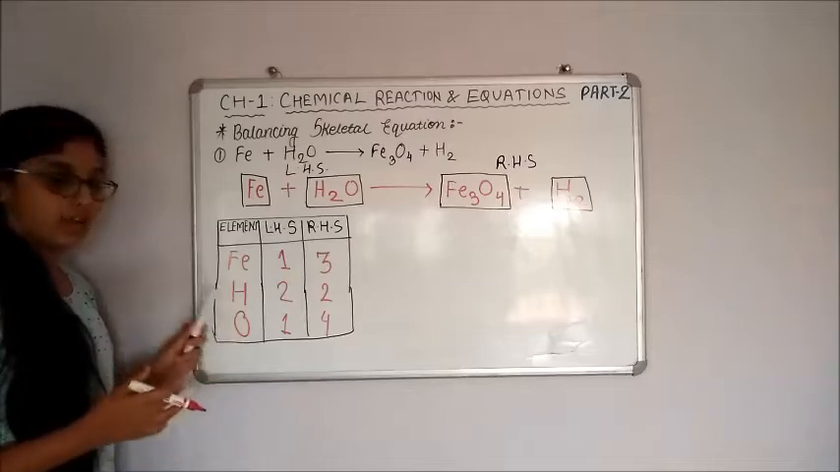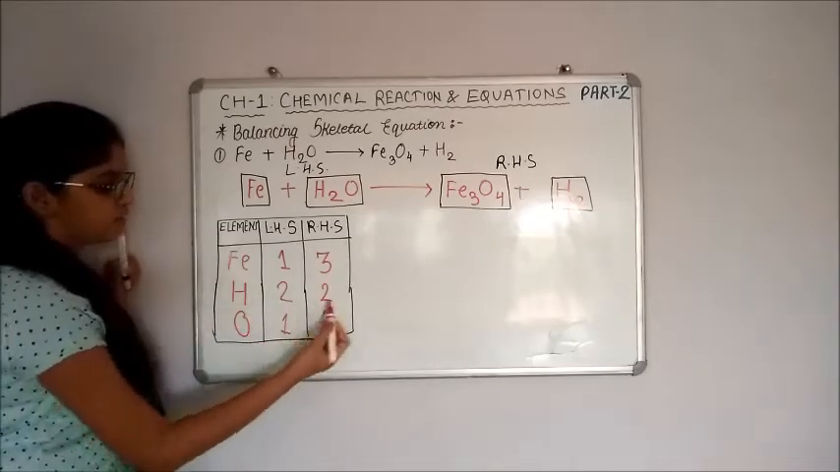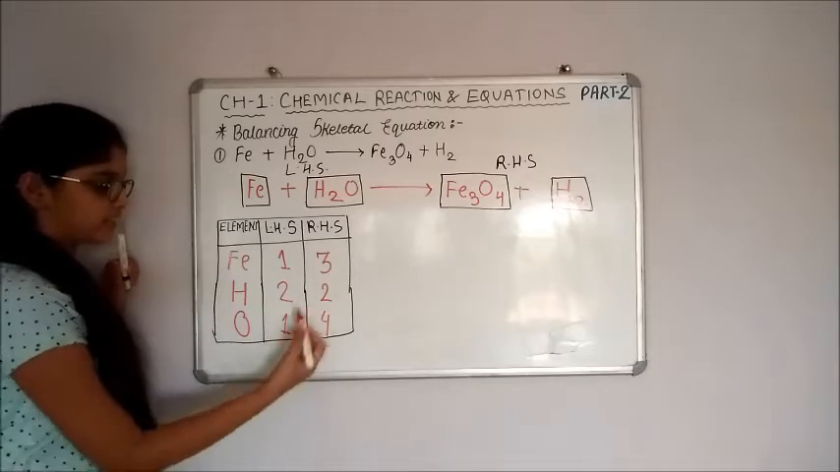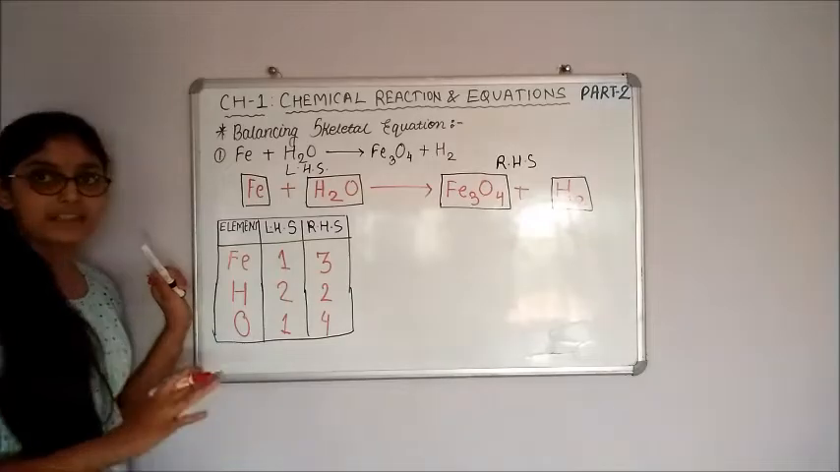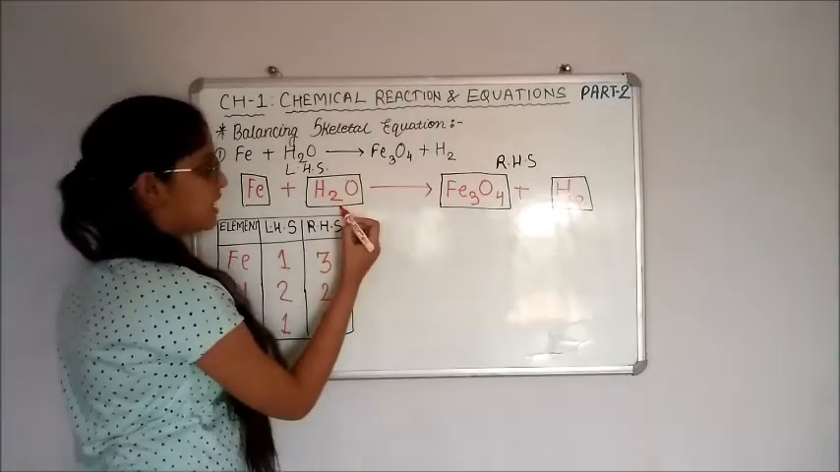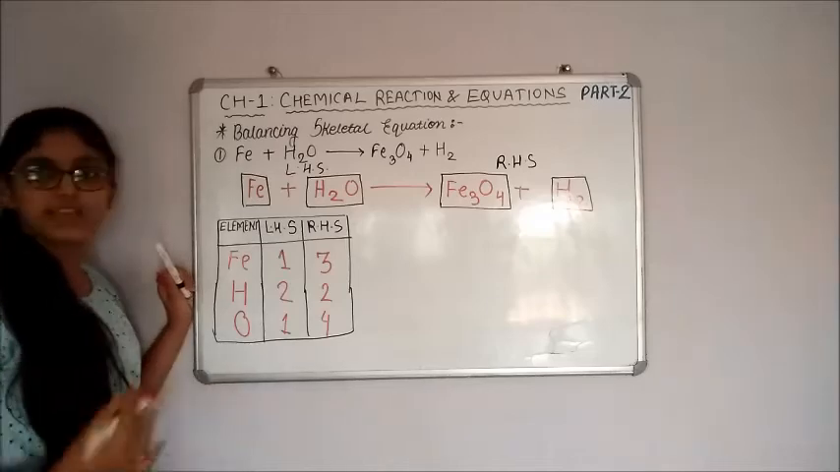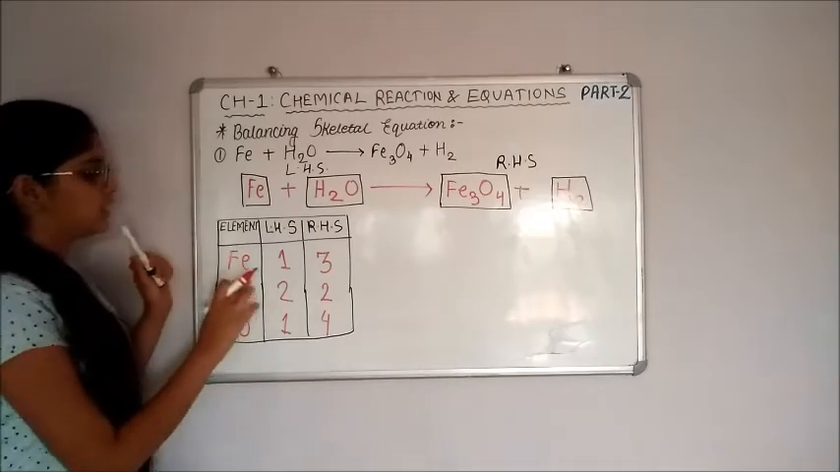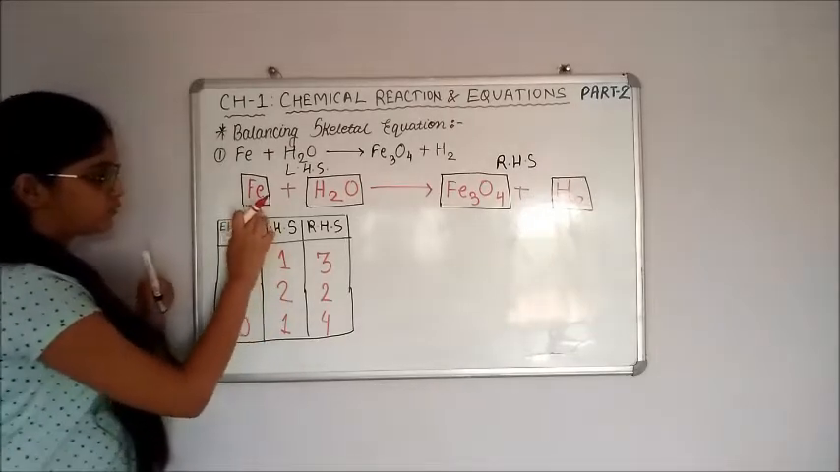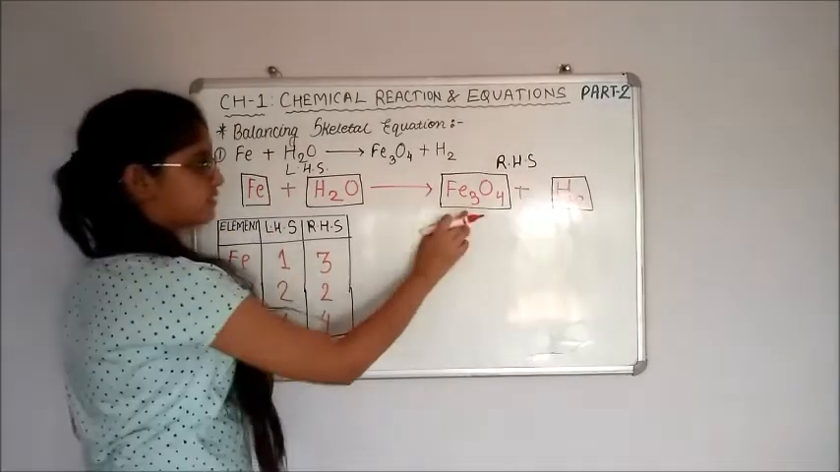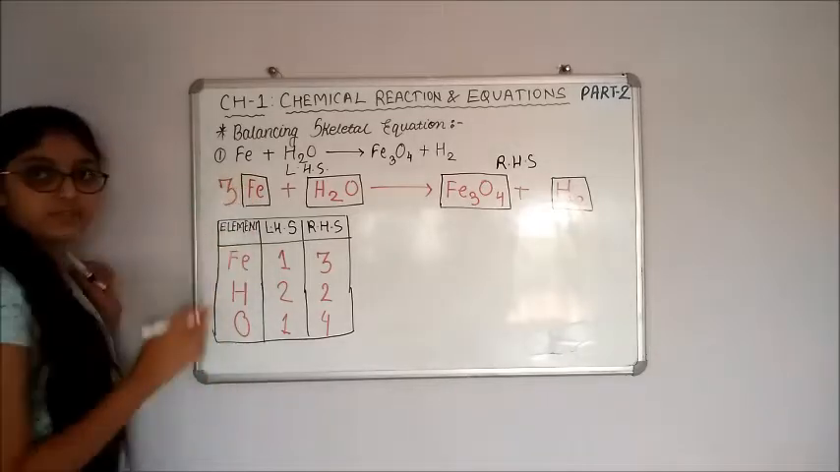We will see the element which has highest number of atoms. So if we consider left hand side and right hand side, hydrogen has highest number of atoms. So we will start balancing hydrogen first. Here hydrogen has 2 atoms. Here also it has 2 hydrogen atoms. Therefore it is already balanced. Now we will balance iron. Here iron has 1 atom and here iron has 3 atoms. So we will write 3 in front of iron.